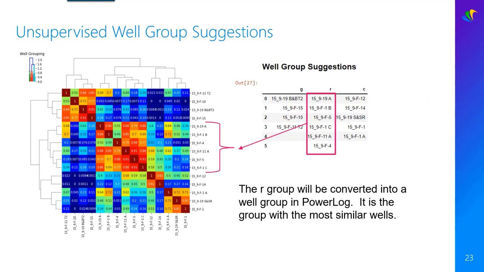So here is our unsupervised well group suggestions. We get a slightly different Jacquard plot. Over here we're showing how the dendrogram broke the Jacquard similarities up by color and shows the different groupings that are being suggested by the workflow. This is also a Jupyter workflow. And we come out with three groups. We come out with this group, the middle group, and this lower group. So the middle group is the R group, and we want to convert it into a well group in PowerLog. It is the group with the most similar wells.